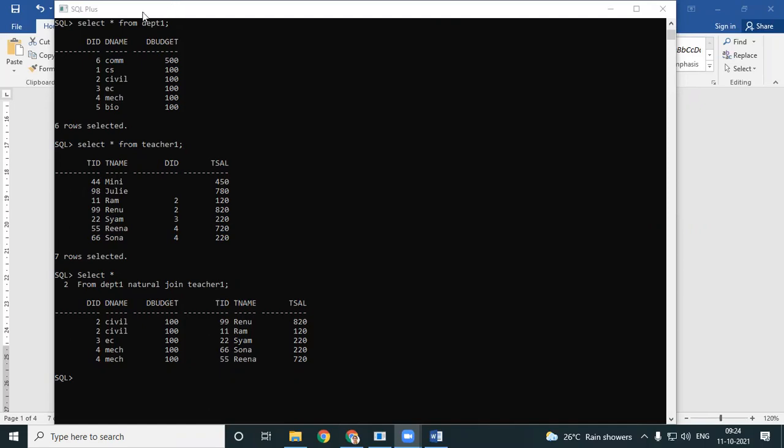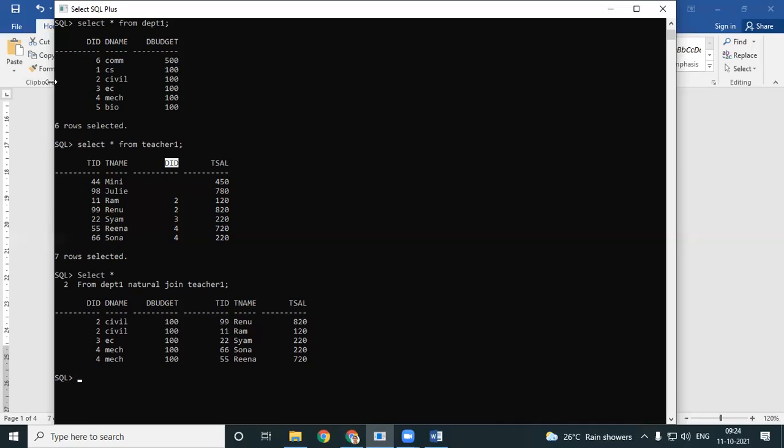If you remember, DID is the primary key, DID is the foreign key. These two tables, my department table and my teacher1 table, are connected with a common field called DID. So when you do a natural join, the first field which comes is your common field. Which is the common field over here? Through which field are you doing the connection? You are doing the connection between the tables through DID. You need not tell which field the connection is made on. Oracle, the SQL, will automatically take the key.